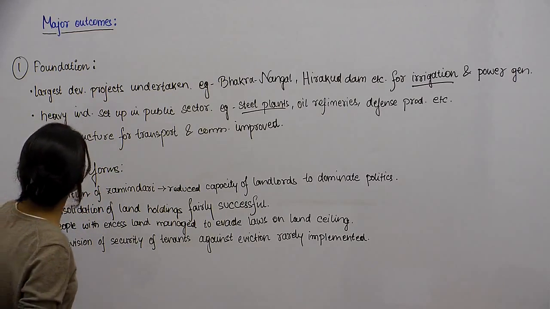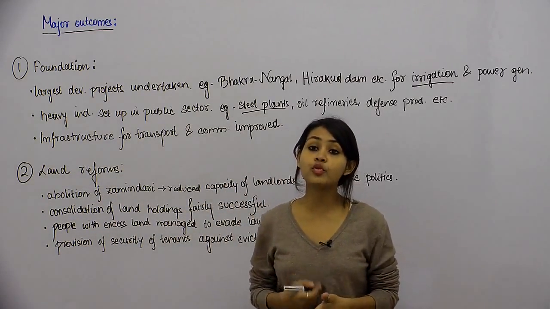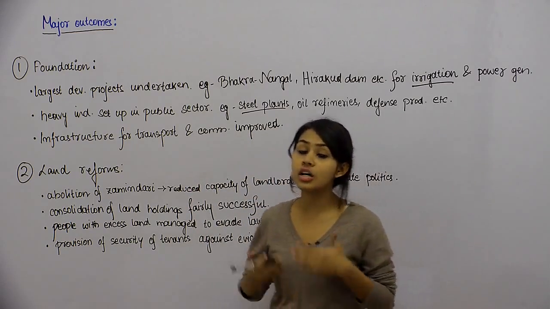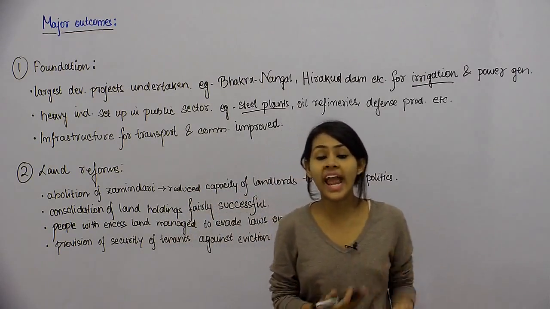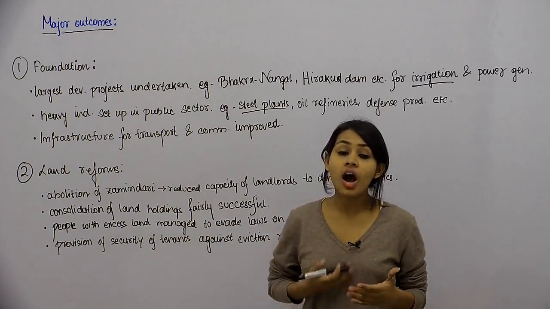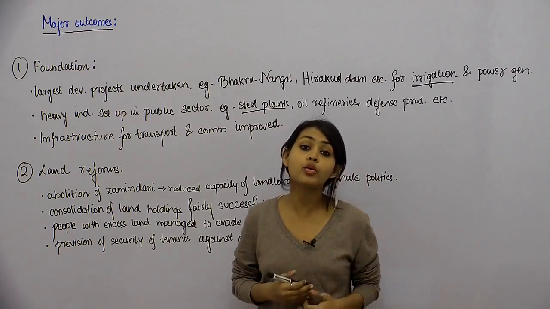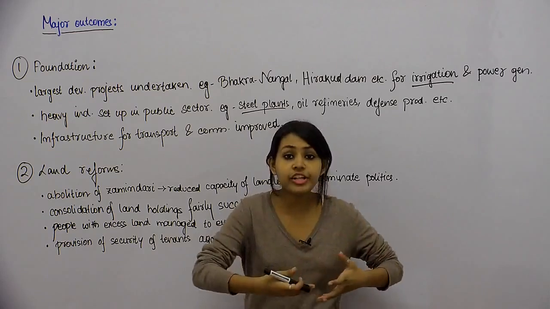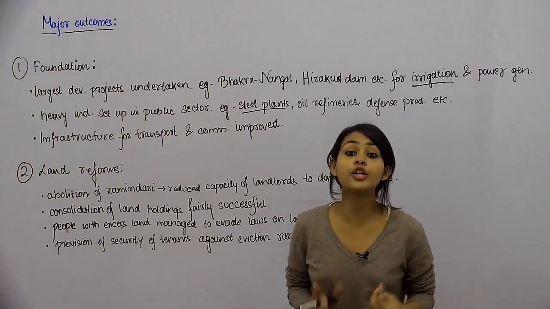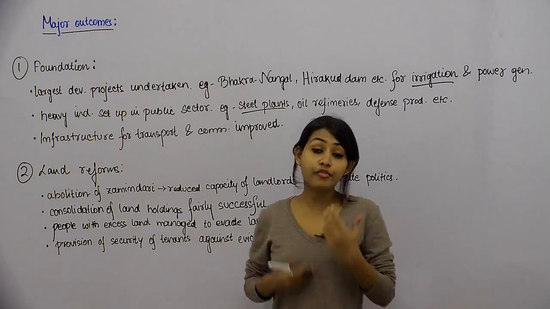The third was infrastructure for transportation and communication was improved, and these are the things that continue to serve us till date. These things did not end with just that phase of the planning process. These actually, like it was supposed to do, benefit the future generations, our generations, and will continue to benefit these generations with proper maintenance and all for years to come.